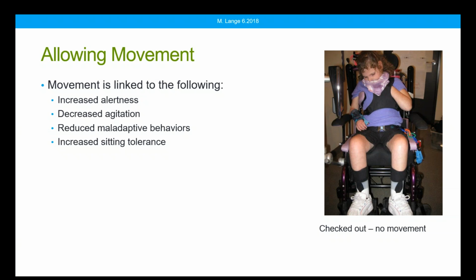We know that movement, through lots of research outside of wheelchair seating, is linked to increased alertness, decreased agitation, reduced maladaptive behaviors, and increased sitting tolerance. I certainly can sit through a long movie much better if I can wiggle around in my seat. This little girl here is in a static seating system, and she is really checked out. Before she received dynamic seating, she spent most of her day looking, at least, as if she was asleep. She didn't wake up and participate until she was placed in something that moved.